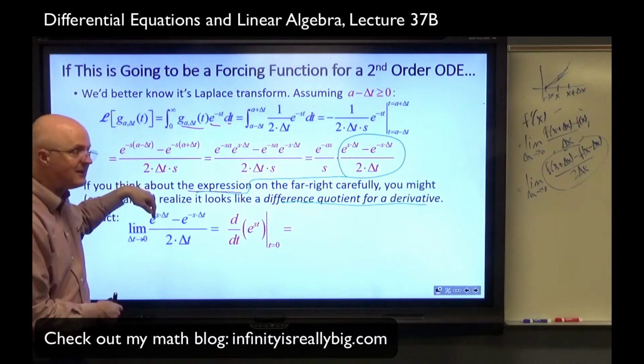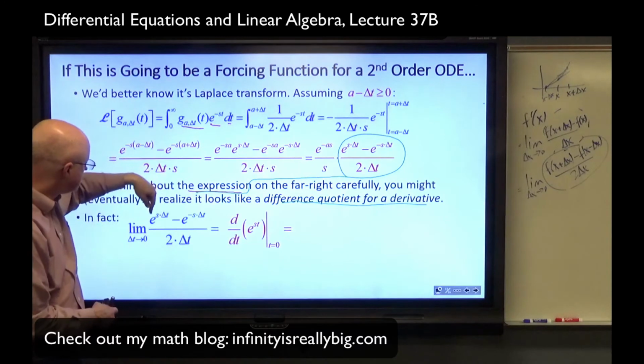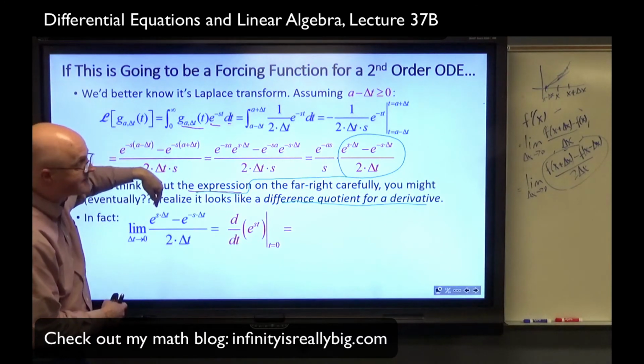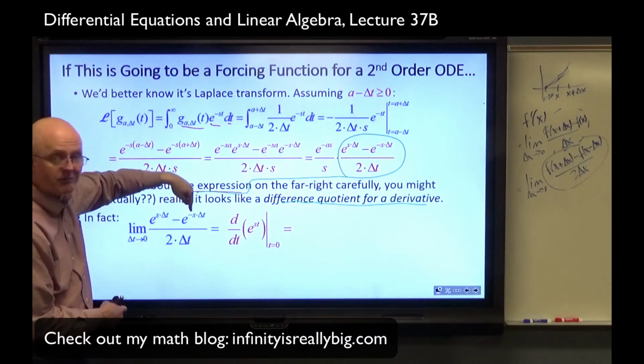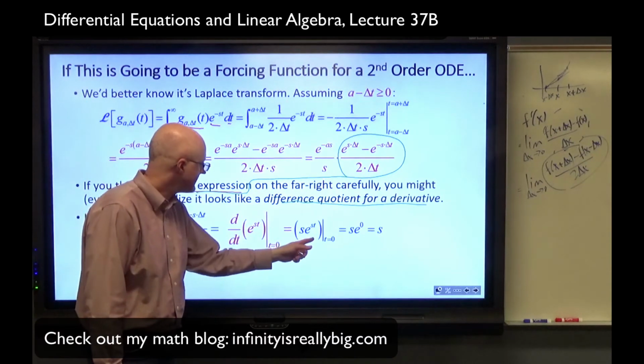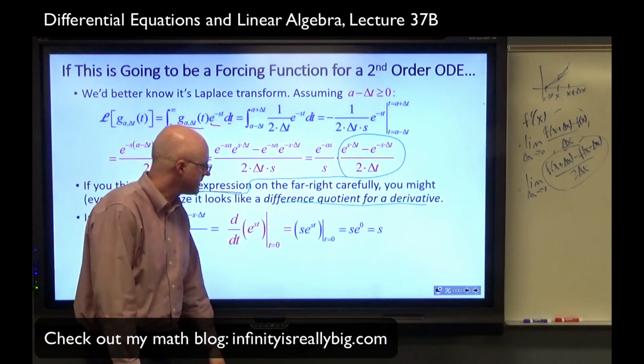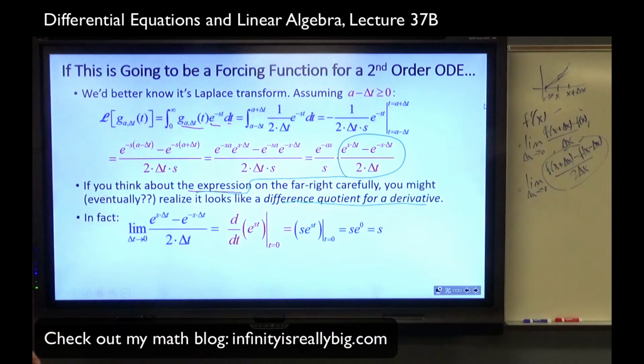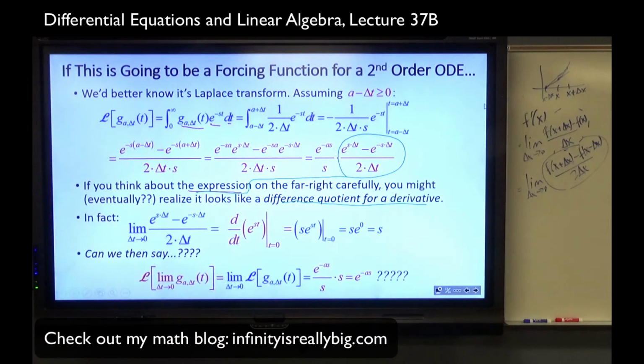Notice the function is e to the st. This is f of 0 plus delta t. This is f of 0 minus delta t right there. But that derivative, when you want to calculate it, it equals s. Right? Use the chain rule to get this. Plug in t equals 0, e to the 0 is 1. You get s.